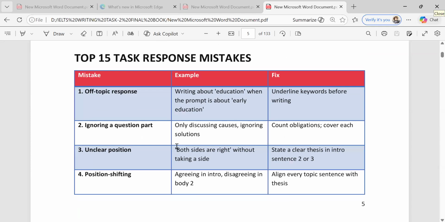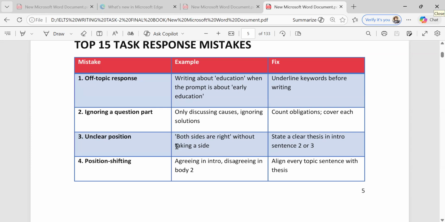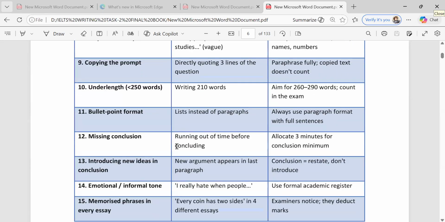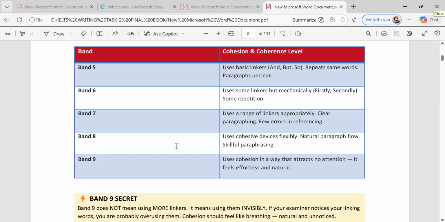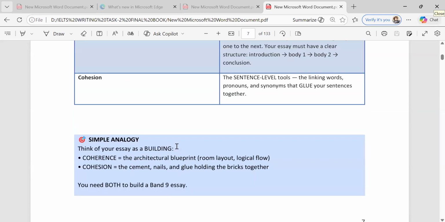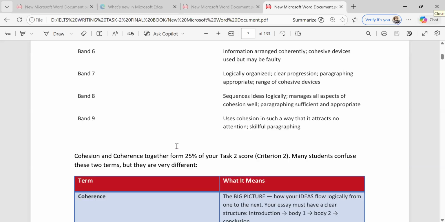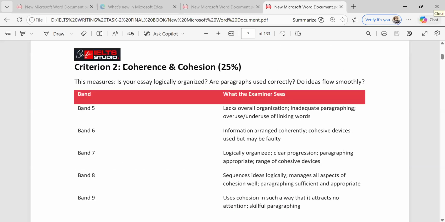And these are the clear 15 task response mistakes and how to fix them. I have clearly mentioned them. If you go through, you can understand them properly. After this, we move on to the next part, and the next part is about your CC, coherence and cohesion.